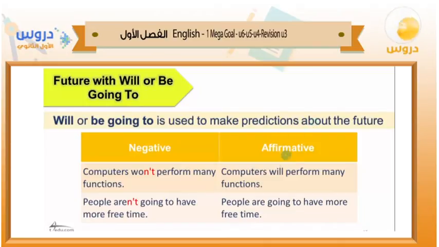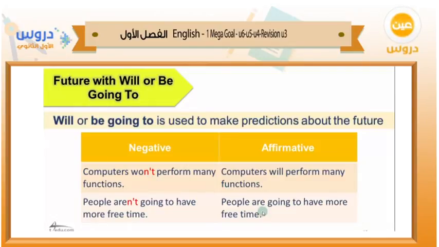In affirmative form, we say computers will perform many functions. This is affirmative. In the negative, we say computers will not. So you just add not. So how can we change an affirmative sentence with future will or going to into negative? You just take will and add not, and it becomes negative. So computers will perform, computers will not perform, and this is how you write it. Be careful to differentiate between the verb want and will not.